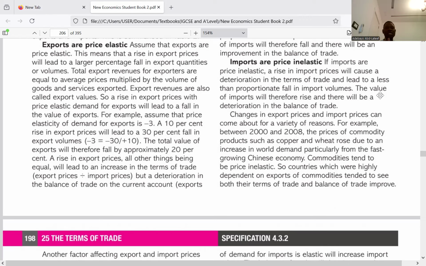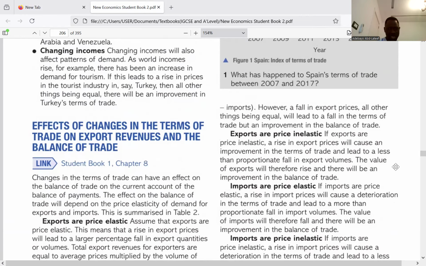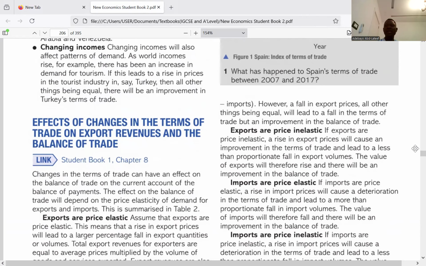So in terms of export price being elastic, the terms of trade will increase, but the balance of payment current account will be affected. That is if the demand for the product is price elastic for exports. I think export is clear now. Is it clear or not, please?